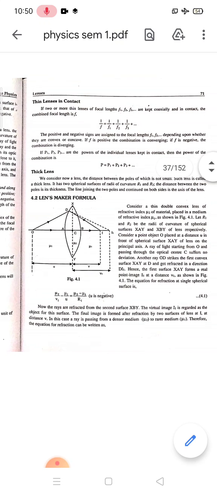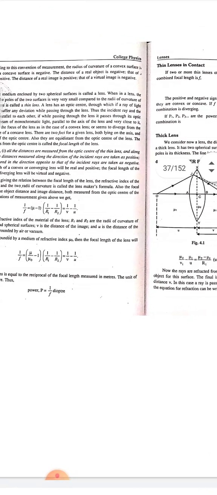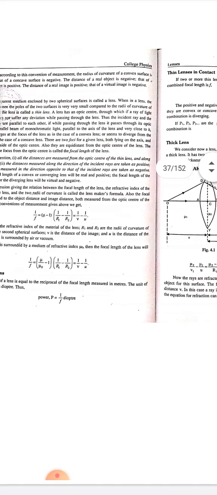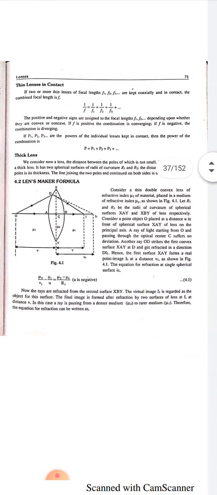Thin lens in contact. Thick lens: when the distance between the poles is not small, such a lens is called a thick lens. What is a thin lens that we have seen? When there is a very small distance between the poles of the two surfaces, which is small as compared to the radii of curvature of the surfaces, it is called a thin lens. Whereas for the thick lens, the distance between the poles is not small.